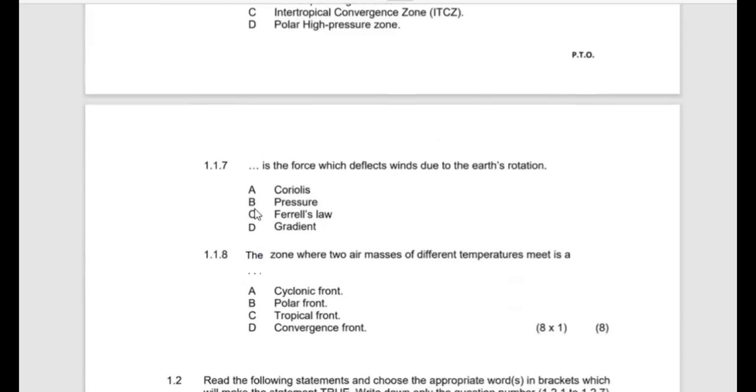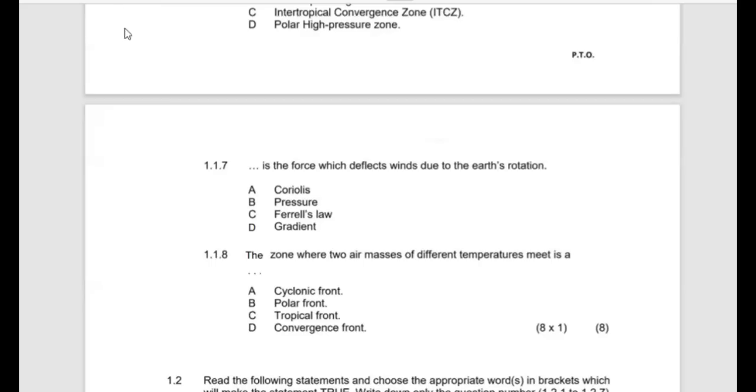The next question is question number 1.1.7. It says the dash is the force which deflects winds due to the Earth's rotation. As the Earth rotates, it tends to deflect wind into a certain direction. Right. It's because of the Coriolis force. Our response is A for that question.